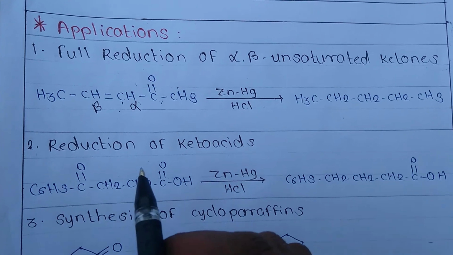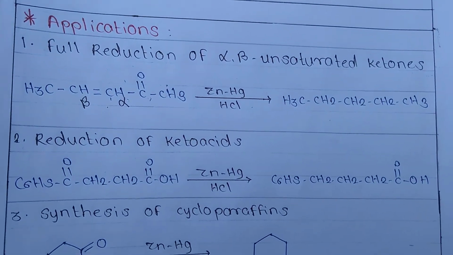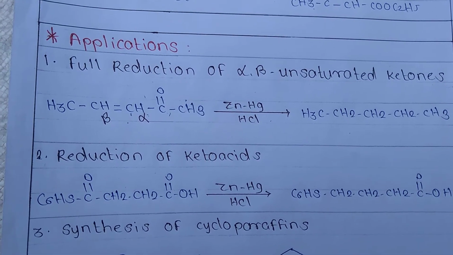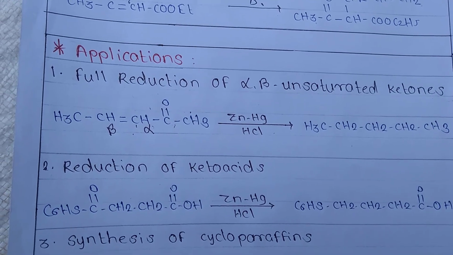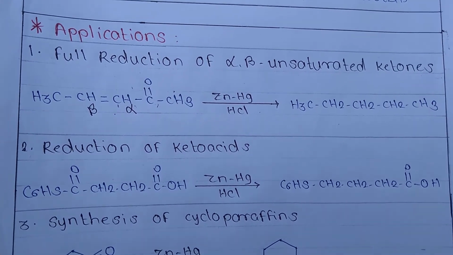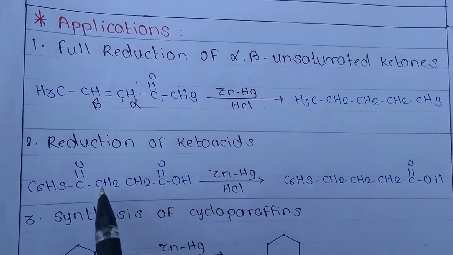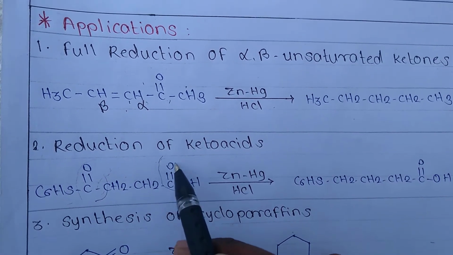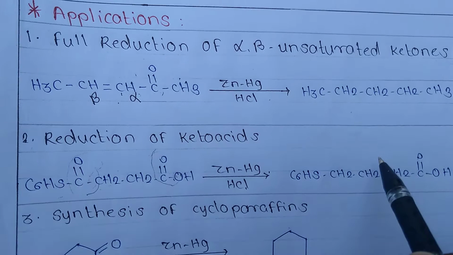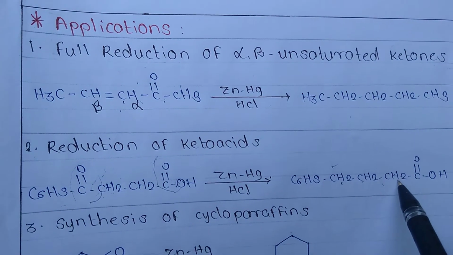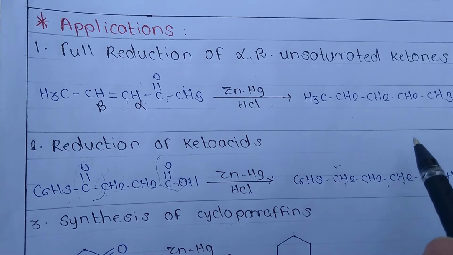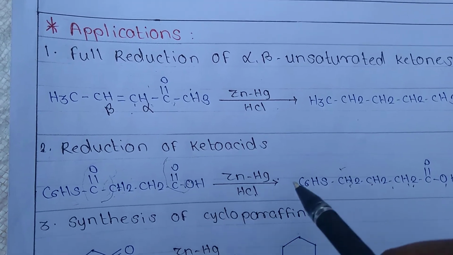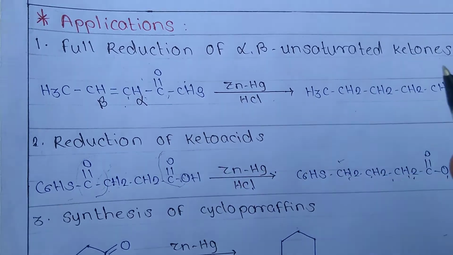Second application is the reduction of keto acids. Here the reduction is specific for the carbonyl groups of aldehydes and ketones, and other reducible groups are not reduced. That means here the reduction is only specific for the ketonic carbonyl. Here the acidic carbonyl is not reduced in the presence of ZnHgHCl. So the formation of C6H5CH2CH2CH2COOH takes place. So we can see here only one carbonyl, that means the ketonic carbonyl, is reduced and the acidic carbonyl remains as it is. So the acid is not reduced.